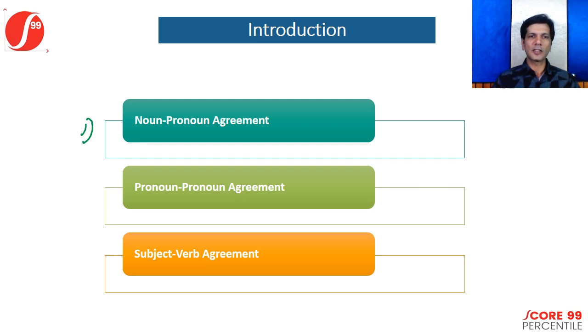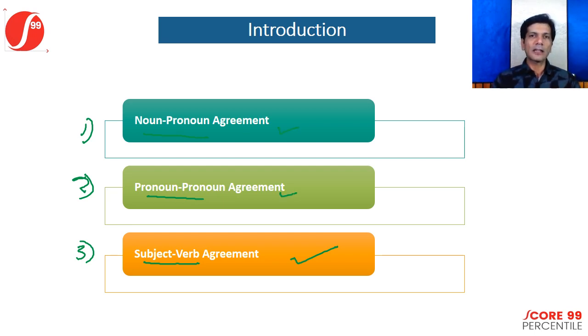First and foremost is the noun pronoun agreement. Second one is how does a pronoun agree with another pronoun in a context? And the third agreement is what is known as the subject verb agreement. In fact, subject verb agreement is one of the most popular or well known areas of agreement for the student community. But then again, what students usually tend to forget and overlook is the fact that agreement is not just limited to subject verb. It can also be with respect to noun and pronoun. It can also be with respect to pronoun and pronoun.